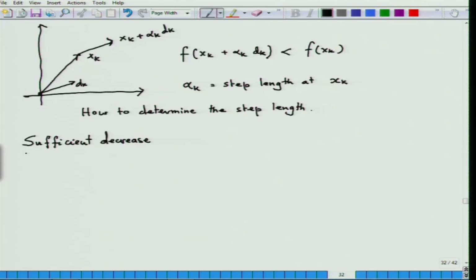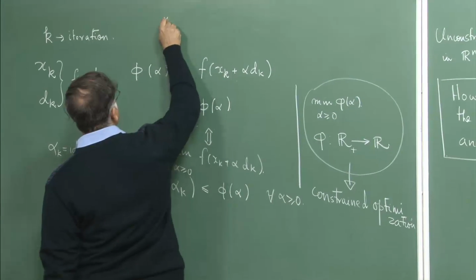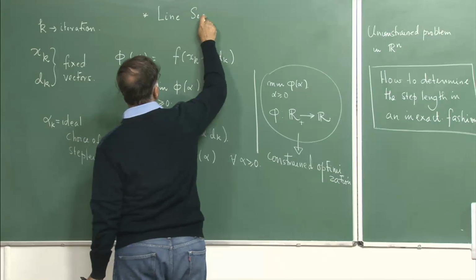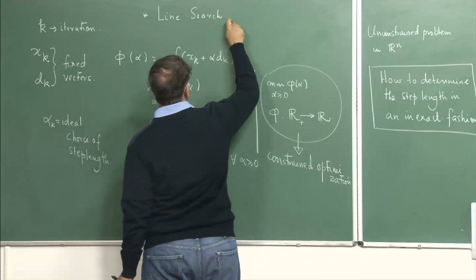What we are doing now is essentially the fundamentals of the line search method. Our approach here is called the line search method. There is something called trust region methods, which will come later on.